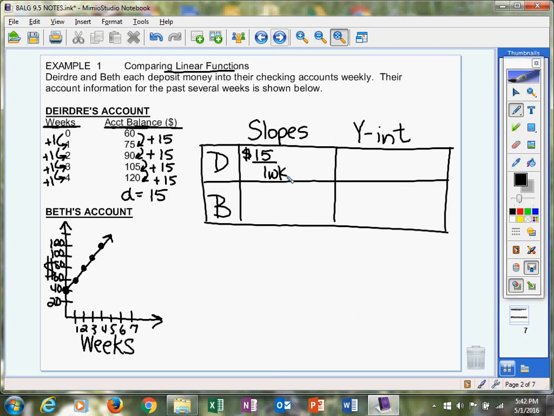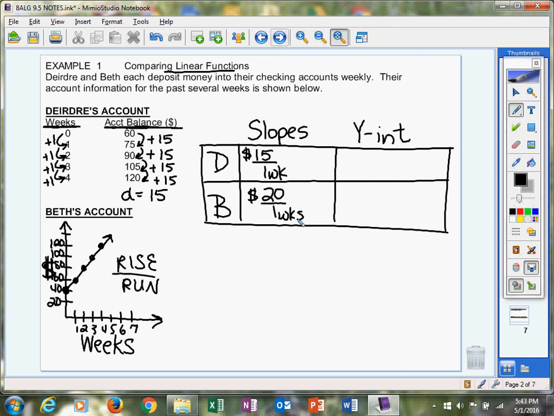If I'm given a graph of a line, I'm going to try and do rise over run. I would definitely do that for slope. I love doing rise over run for graphs. So they're going by 20s, 20, 40, 60, 80, 100, 120. And then the x's are going by 1s. So I'm going up 20 over 1. Now this has meaning. Your y, that's your rise, that's dollar amount. So that's $20. And then the run is your weeks, that's your x-axis. So Beth is $20 per week. So Deirdre is putting $15 in a week. Beth's putting $20 a week.